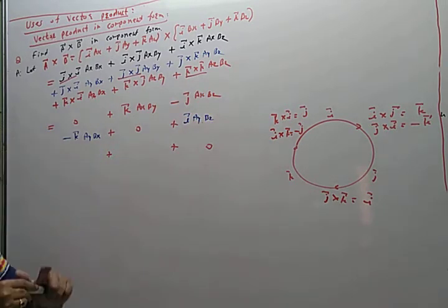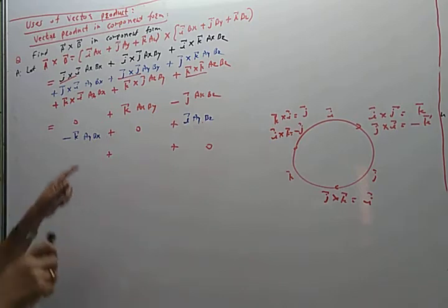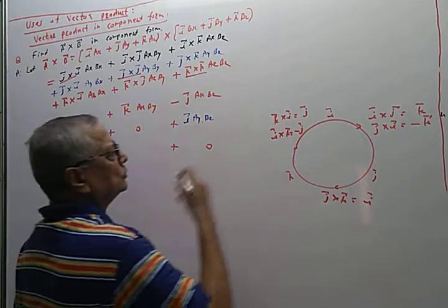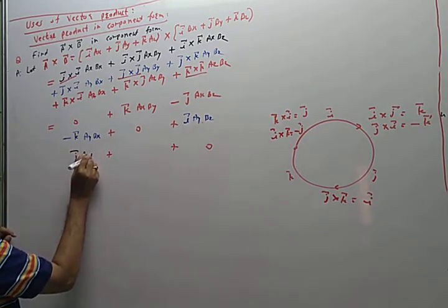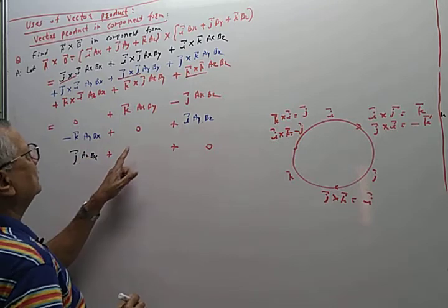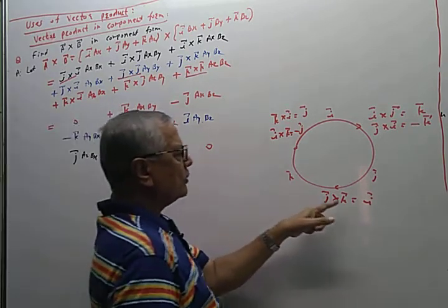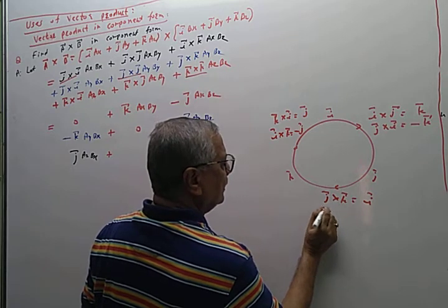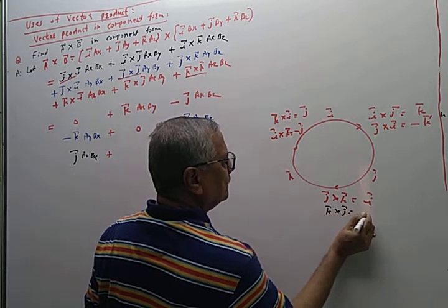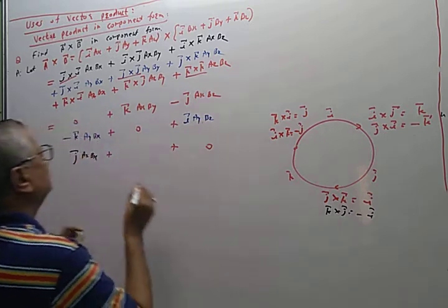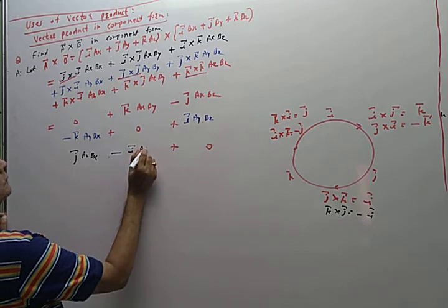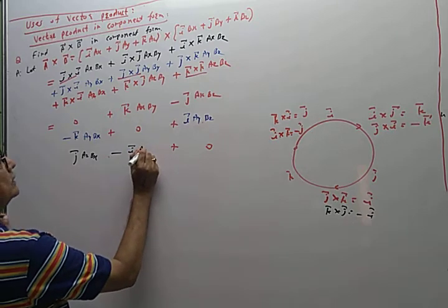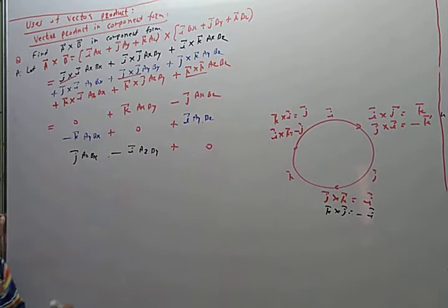Now last row, k cross i. So k cross i is equal to plus j Az Bx. Now this is k cross j. So k cross j is equal to minus i. Minus i times Az By. So there are only 6 terms remaining.